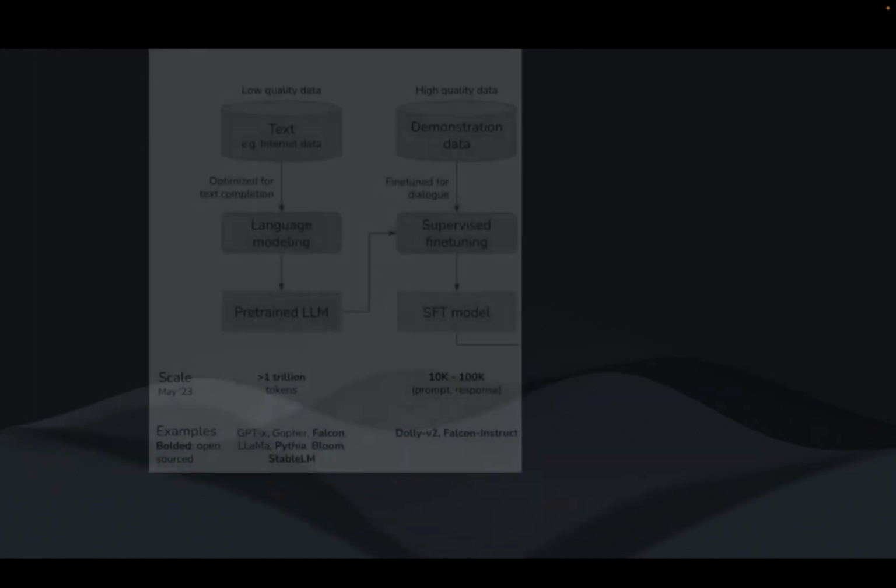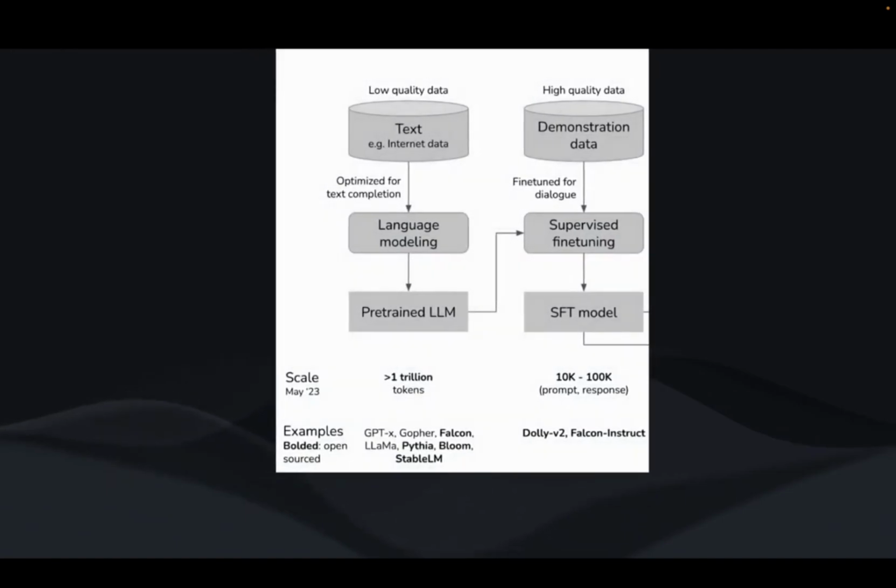So let's talk about what we have gone through so far using this diagram, from one of Chip's famous blogs. We start with low quality data scraped from the internet. Then we pass that data through a language model and get a pre-trained LLM, right? The scale is greater than 1 trillion tokens, and examples are Falcon, the GPT series of models, Bloom, and Stable LM. All these are pre-trained models. Then using that pre-trained model, we pass the demonstration data, which is prompt response pairs, and we fine-tune our model to excel at the conversational task, right?